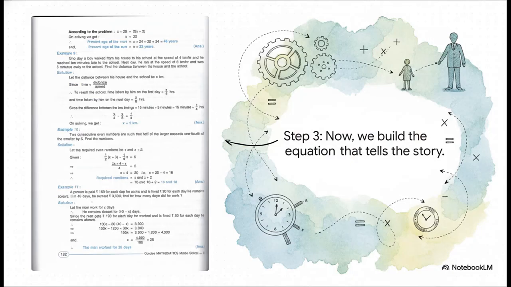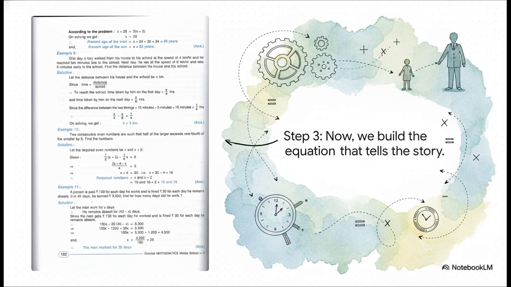Now for step 3, the translation. This is the most important part. The key phrase in the story is in 2 years. So let's think about their future ages. In 2 years, the son will be his current age plus 2, so x plus 2. The man is x plus 24 now, so in 2 years he'll be x plus 24 plus 2, which is just x plus 26.